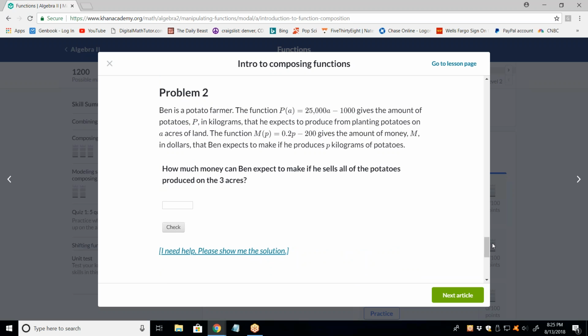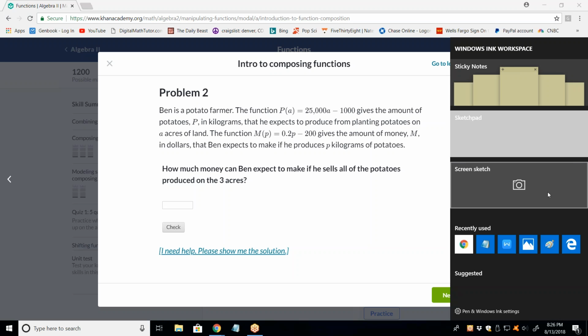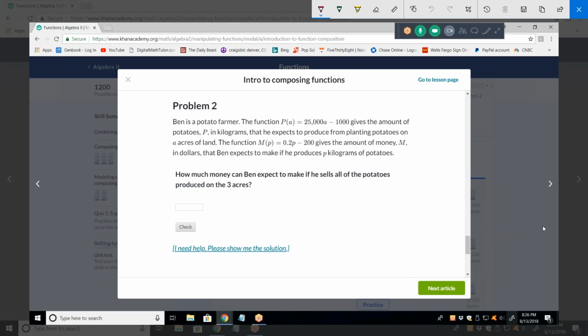It's going to be a similar type problem. In other words, the amount of potatoes he's going to make is a function of the acres. Makes a lot of sense. But the amount of money he makes is a function of the amount of potatoes he makes. Okay. So what's the composite function here? First of all, let's figure that out. I don't want you to do this in 2 steps. I want you to do it in 1 step. So what is M of P equal?